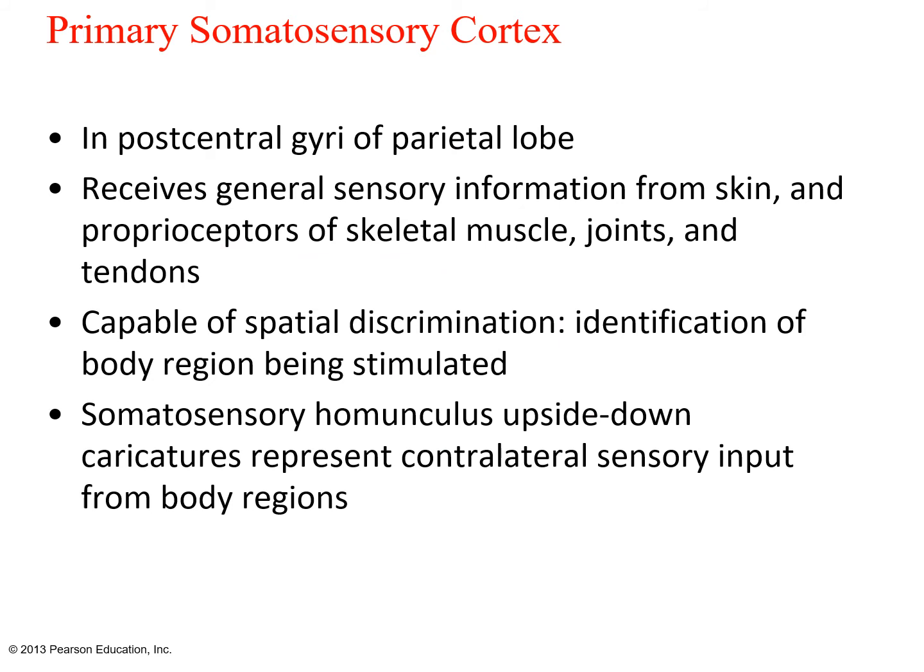Again, note that the primary somatosensory cortex is located in the postcentral gyrus of the parietal lobe. And again, what this does is receive sensory information from skin and from proprioceptors of skeletal muscle, joints, and tendons. So basically, what the somatosensory cortex can do is identify a region of the body that's being stimulated, and it can also inform you where your limbs are.